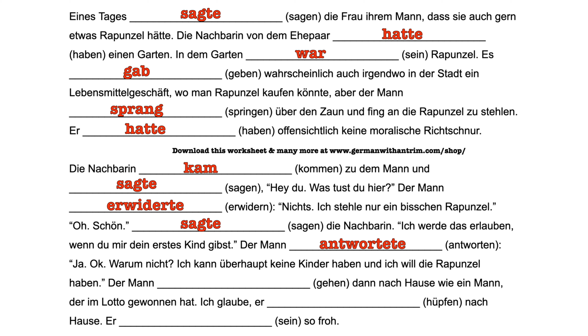Gehen is an irregular verb. It changes to ging as its simple past or Präteritum form. And so gehen, in this case, is going to be ging. And since it's the RZS form again, der Mann as our subject, we again don't need an ending at all. Der Mann ging dann nach Hause, wie ein Mann, der im Lotto gewonnen hat. So the man went home as if he were a man that just won the lotto.